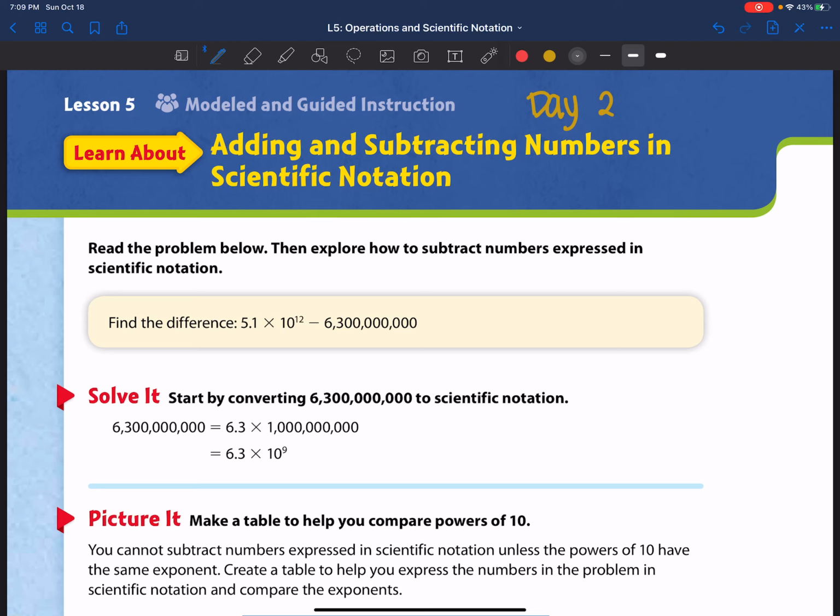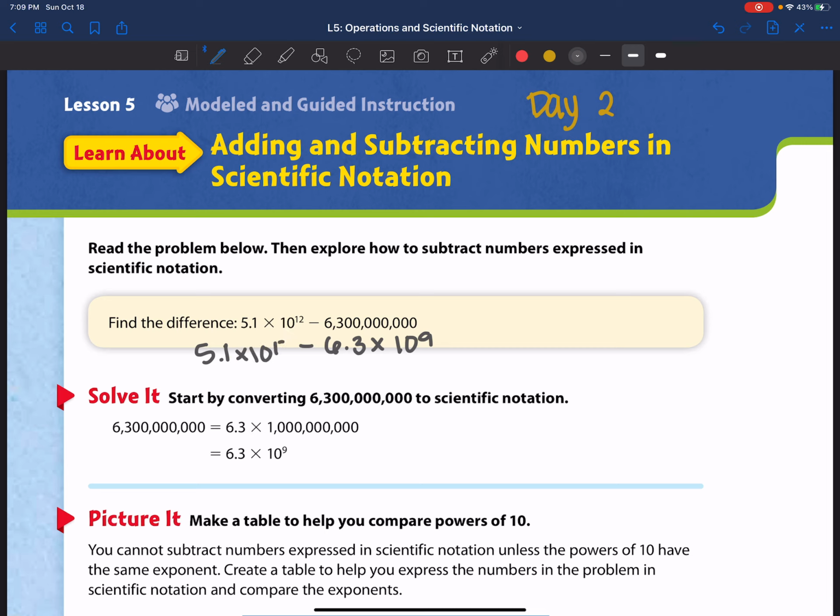Day 2, adding and subtracting numbers in scientific notation. Find the difference. 5.1 times 10 to the 12th minus 6,300,000,000. So thankfully our textbook already wrote 6.3 billion in scientific notation. So it's just 6.3 times 10 to the ninth power.